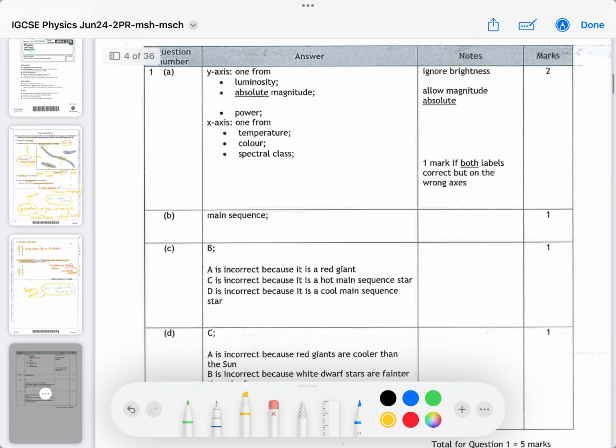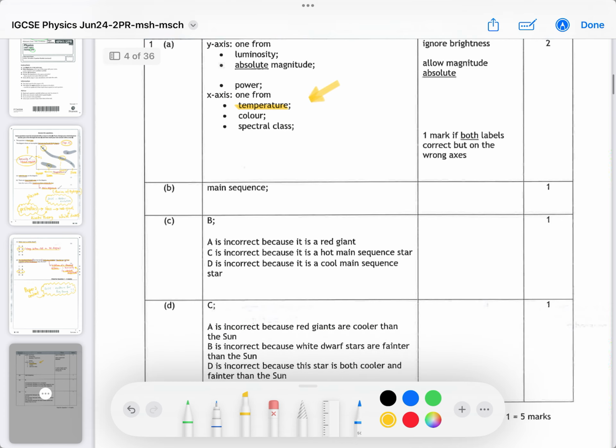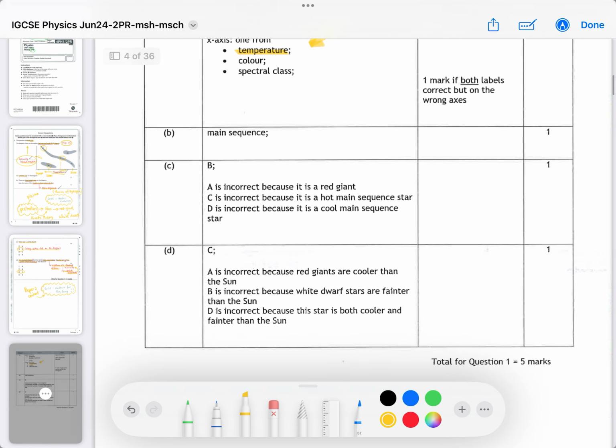So here's the mark scheme for question 1, which we've been through, as alternatives that you can put. For example, on the x-axis, instead of putting temperature, you could put color or spectral class. They'll accept that, but normally we do use temperature on the Hertzsprung-Russell diagram. And as you know, temperature is related to the color of a star, and so the spectral class is also linked to the temperature. So they're being generous in that respect. Okay, I'll let you stop the video and have a look at the rest of the mark scheme.